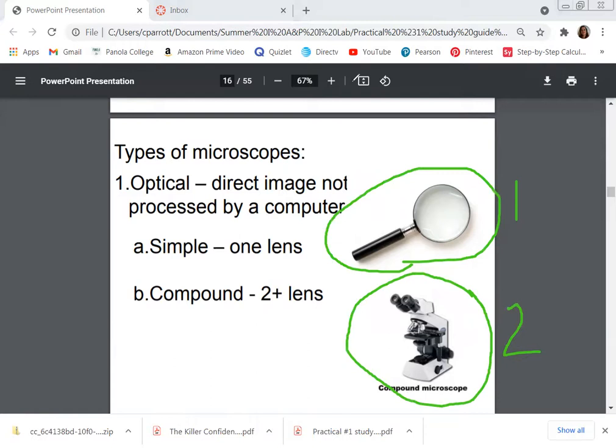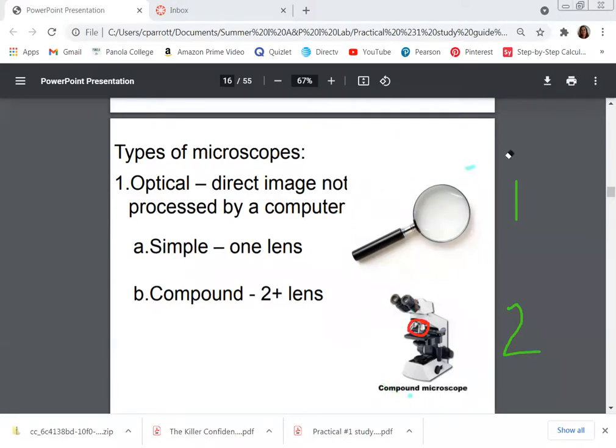So let me change colors here. Right here is one set of lenses, and then down here is another set of lenses. So you have 2 or more sets of lenses. Okay. So be able to label that both of these are optical microscopes. This one specifically up top is a simple microscope, and specifically the one at the bottom is a compound microscope.